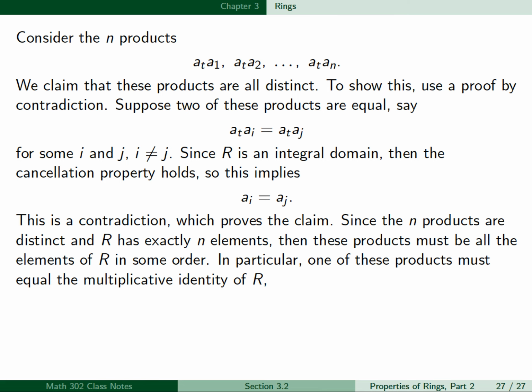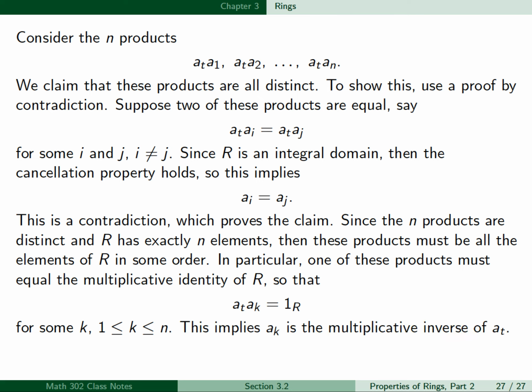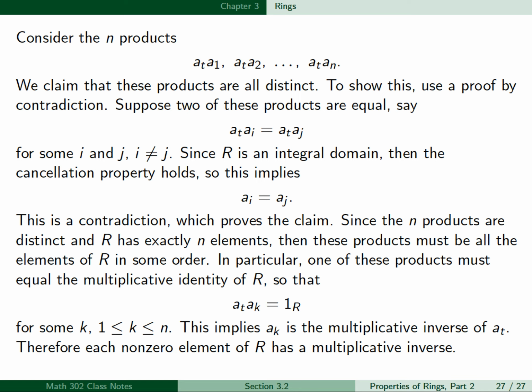In particular, one of these products must equal the multiplicative identity of R. So we know that R has a multiplicative identity, so one of these products, say a sub t times a sub k, is equal to the multiplicative identity 1 sub R for some k between 1 and n. This implies that a sub k is the multiplicative inverse of a sub t. And therefore each non-zero element of R has a multiplicative inverse, and thus R is a field. Okay, and this completes section 3.2.